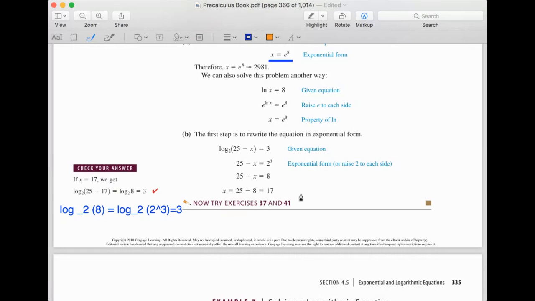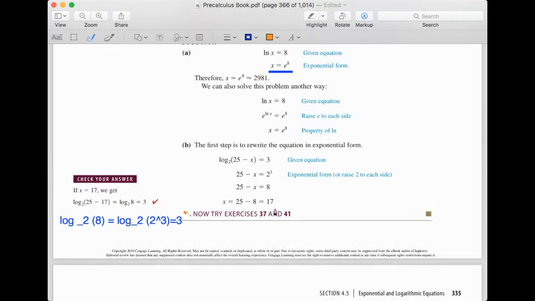Once we finish, we can go back to check. Let's put 17 into the space of x. 25 minus 17 is 8. If we evaluate, it does give us a 3. Any questions?